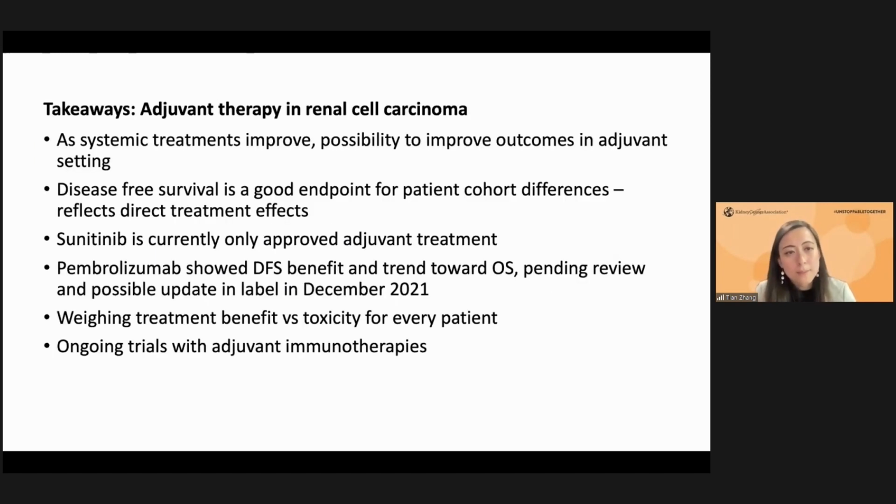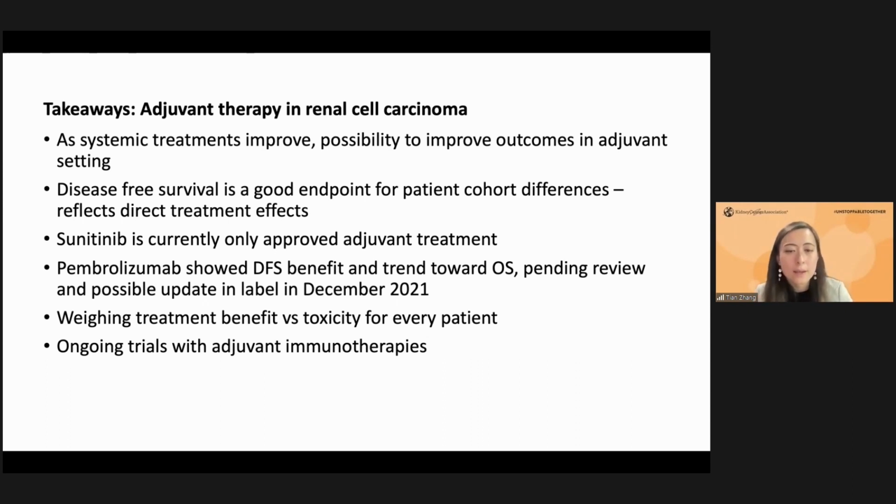And so finally, some takeaways for adjuvant therapy. As our systemic treatments are starting to improve, or hopefully also improving outcomes in this adjuvant setting, the disease-free survival endpoint is a good endpoint, reflects direct treatment effects of that randomized treatment in this adjuvant setting. And so pembrolizumab did show disease-free survival benefit and a trend toward overall survival benefit.